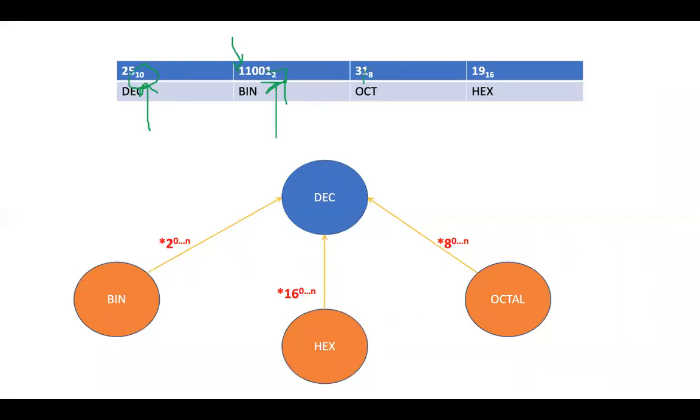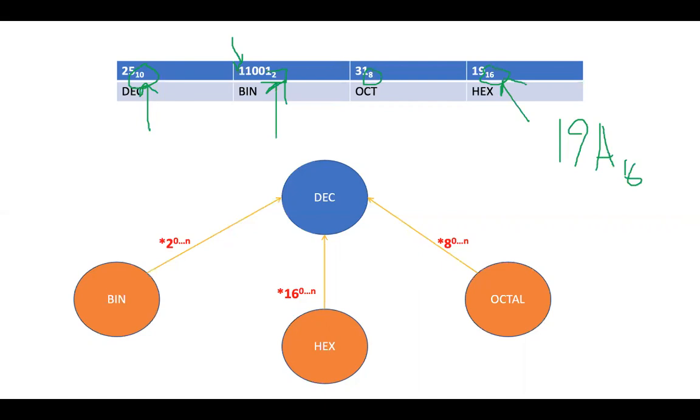And always binary numbers come in ones and zeros. For the octal number, the base is 8. For the hexadecimal number, the base is 16, and sometimes hexa numbers come with letters. So if we see this one, 19A, that means this is a hexadecimal number.